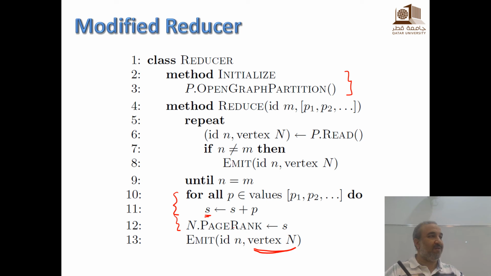I know that you want to leave, but I want to make sure that you see it before you leave. So n, what is n? N is the vertex structure, the node. So we update n. N has the adjacency list, but it has also the PageRank field. So we update it. That's the merging. We update it and then we emit the node at the end.